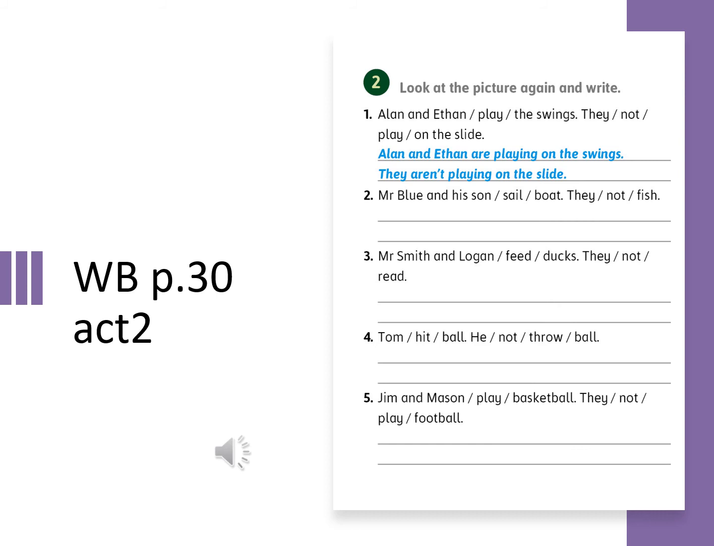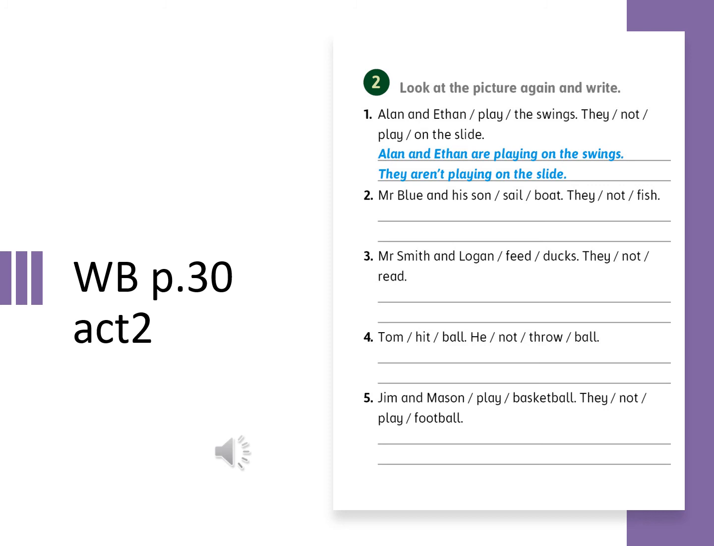Here we use the verb to be are because Alan and Ethan are plural. Playing, we add ing to the verb. On the swings. It's an affirmative sentence. They aren't playing on the slide. Here we use the negative form. We use verb to be plus not and add the ending ing to the verb.